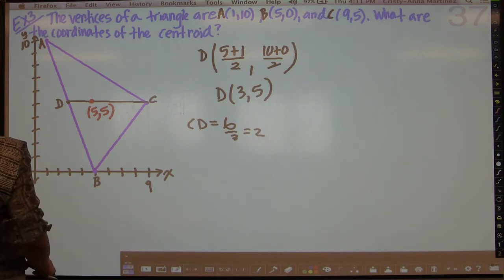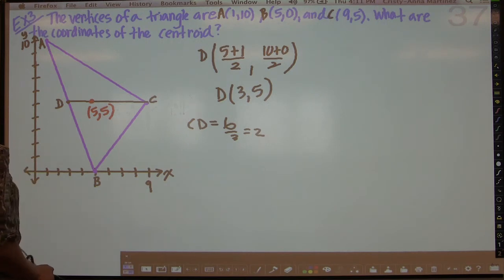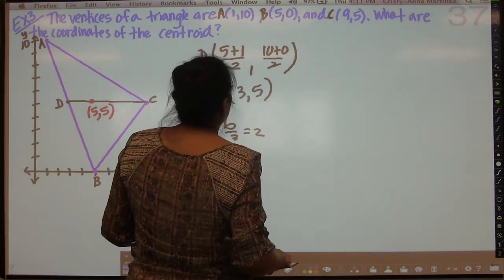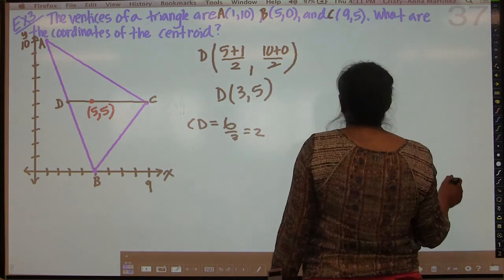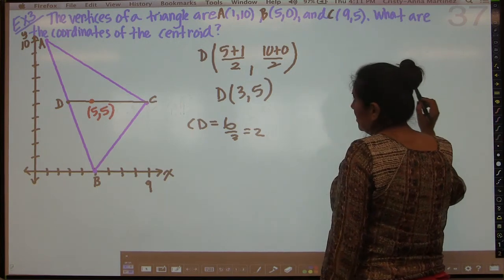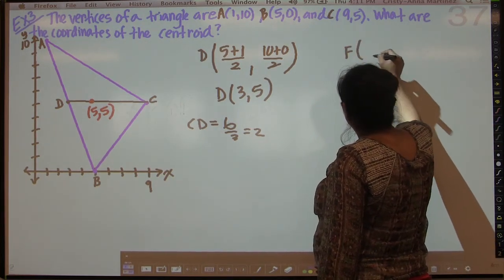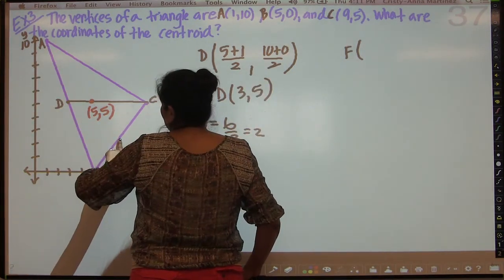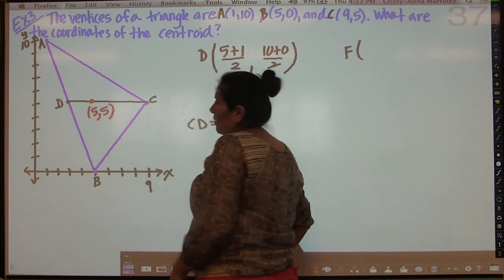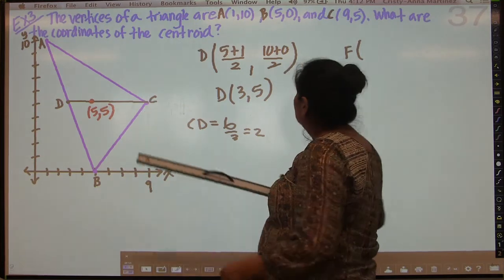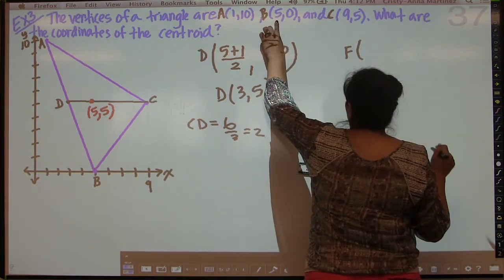So we can also go ahead and find point F, or it doesn't really matter. We can find BC. Let's try to find the midpoint of BC. I'm going to call that point F. Again, what I want to do is find another median and see if it's going to go through the same point. So we're going to start with vertex A, and I want to find the midpoint of BC. So I'm going to use points B and C.